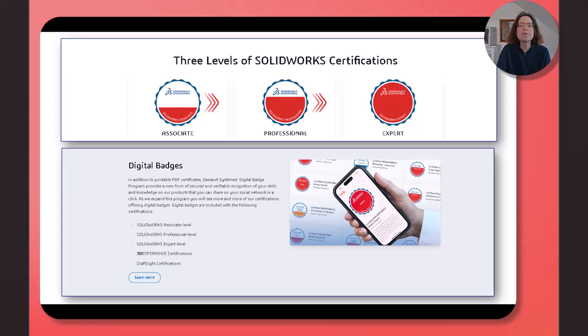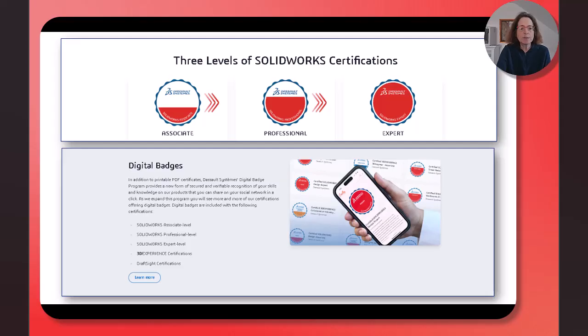There are 3 levels of SOLIDWORKS certifications. All the associate exams, all the professional exams, you can give for free to your students if you are a provider. The expert level exams are reserved for commercial customers.